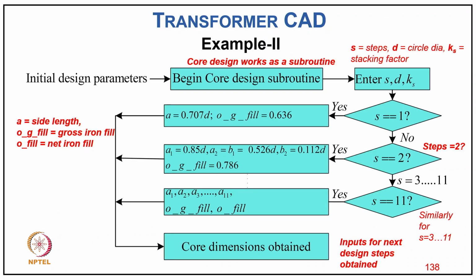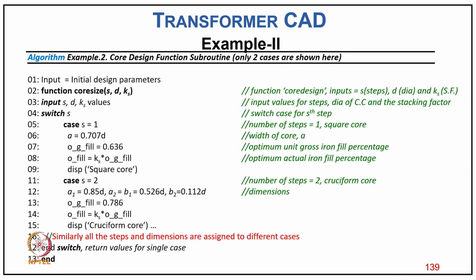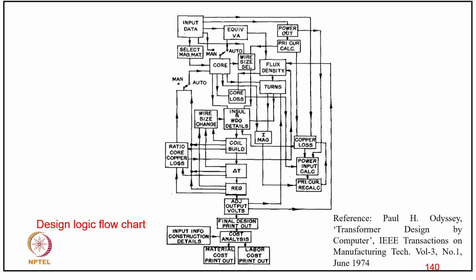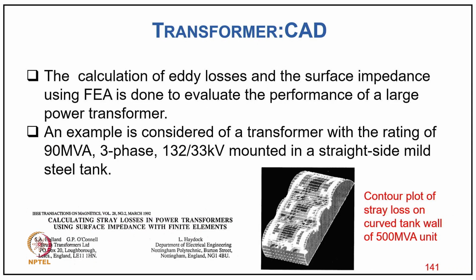And coming to this, for this purpose we go to the initial design, and then we begin with the core design subroutine, then enter the dimension d and ks, and then we look at s equal to 1. If yes, then we calculate the dimension a, and if no, then we go to step 2, up to step 11, and calculate the core dimension, and we come to convergence. And this is the typical code for calculation of what we explained, and this is typically the design flow chart for the transformer as reported in this publication.